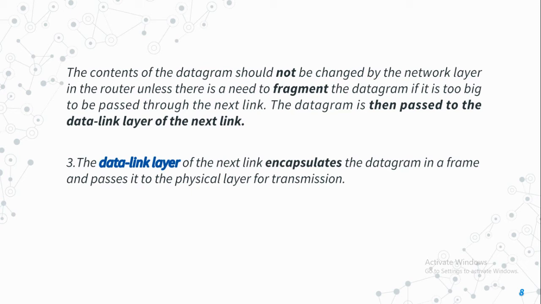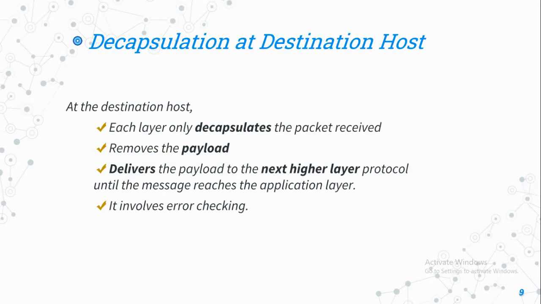So the router is doing both the encapsulation and decapsulation process. At the destination host, only the decapsulation process happens. At the destination host, each layer decapsulates the packet received, removes the payload, and then delivers the payload to the next higher level layer until the message reaches the application layer. And this is the final layer, where the message transmitted is received by the destination host. And this decapsulation process involves error checking.